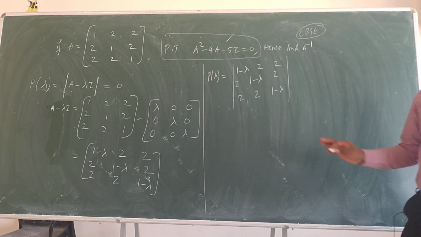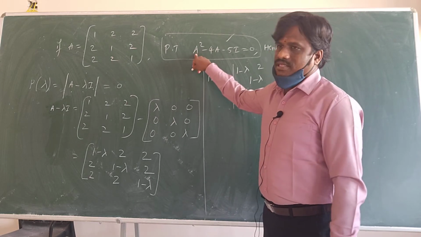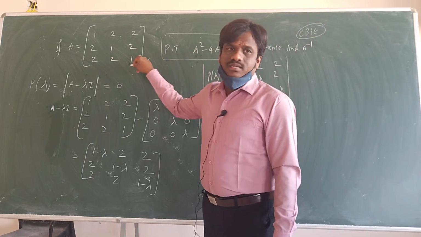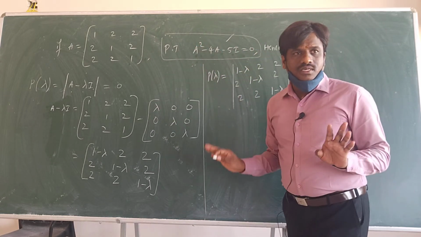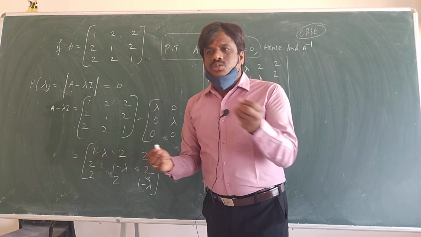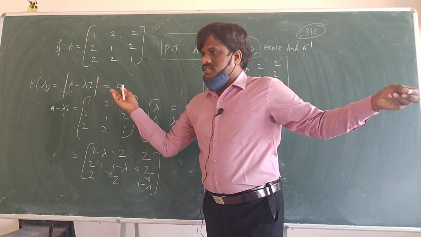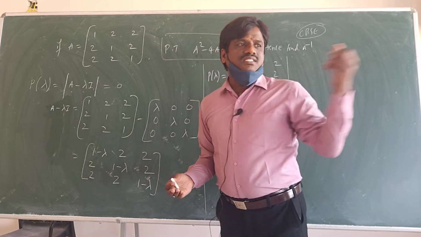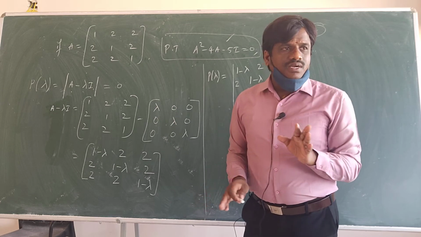Okay, see, for boards this method is not required. For boards you can directly do this method. It means A square is A into A, 4 into A, 5 into I, that you can do. If suppose they give a matrix and ask you to find the characteristic polynomial of this matrix, then you have to use this one. Are you getting what I said?